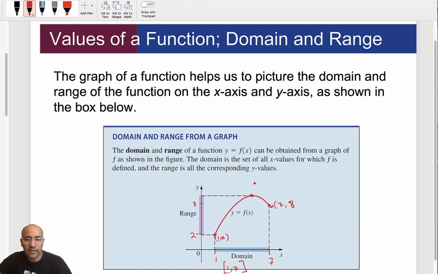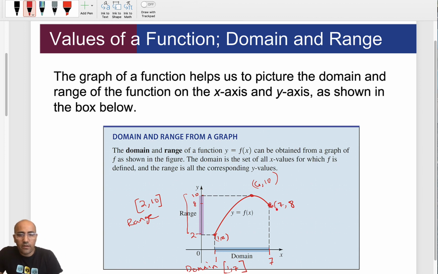So if this was labeled as, say, I don't know, 6, 10, then the range would go all the way up to 10, right? So this would be the range. The range would be [2, 10], inclusive. Whereas this is the domain. So my point was that it's not just about the first point and the last point. That's not always the way to find the domain and the range. You have to be careful to make sure that you are inclusive of all possible inputs, all possible outputs.